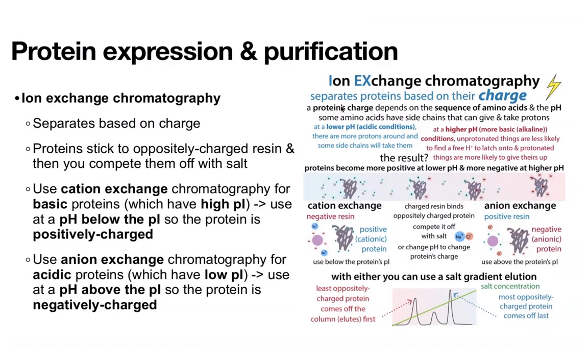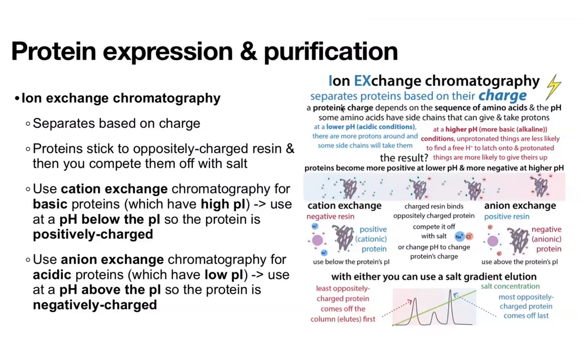And so this is that real world application when we were talking about the pI in the very beginning. With cation exchange chromatography, you want to use this for your basic proteins. Remember, those basic proteins have a high pI. They have lots of lysine, arginine, histidine. And we want to use a pH below the pI so that it is positively charged. We're exchanging out the positively charged cationic protein for the positively charged cation in the salt.